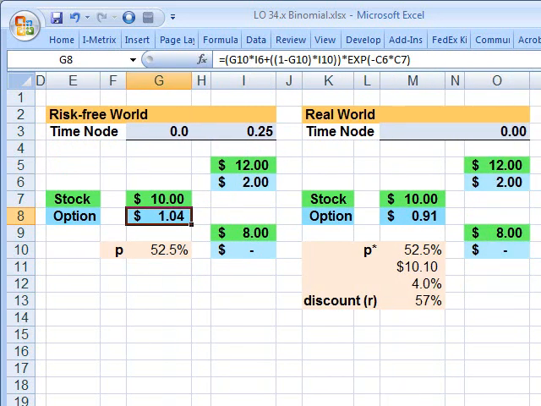So to compare, on the left I'm going to keep that risk-free world, and here on the right is the risky world, the real world, so to speak. And this should be time note of 0.25.